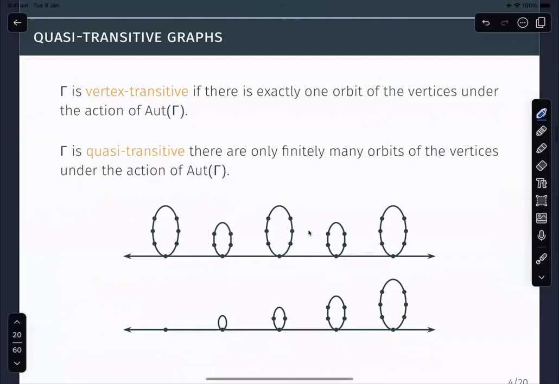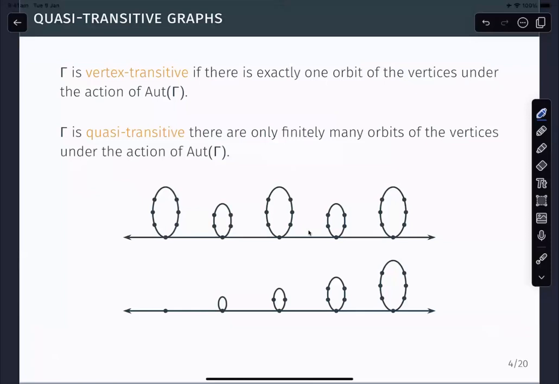So here's a bit of warm-up, and then I'll tell you our results. So first of all, we're going to go a bit further than just Cayley graphs and talk about quasi-transitive graphs. It's kind of a nice definition. A graph is vertex transitive if there's exactly one orbit under the automorphism group. So Cayley graphs are vertex transitive. Quasi-transitive, this is an example of quasi-transitive. So that vertex is in the orbit with that one, I guess, but not those vertices or those vertices. So this one has a finite number of orbits.